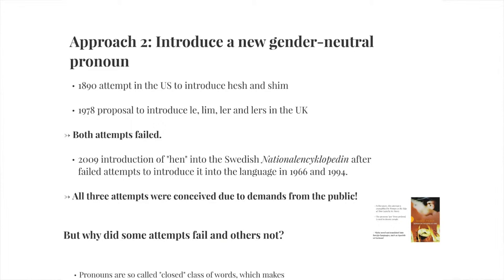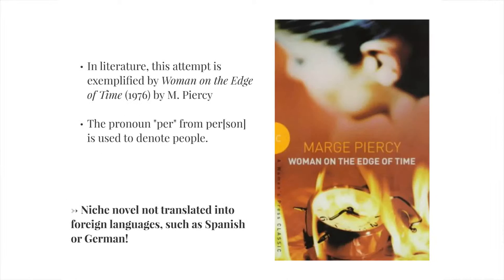And now when I say attempts, this means these are concerned members of the public doing these attempts and not politicians, just to give some context. The literature example for this is Woman on the Edge of Time. Marge Piercy uses the pronoun pair "per" from "person" to denote people in it, but there was essentially a marketing issue with that novel that led it to be very niche. It's not been translated into any other major language apart from English.